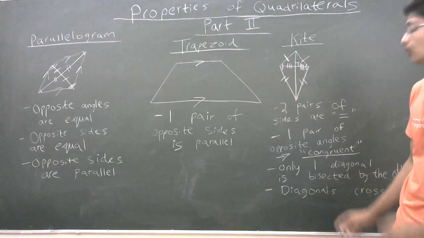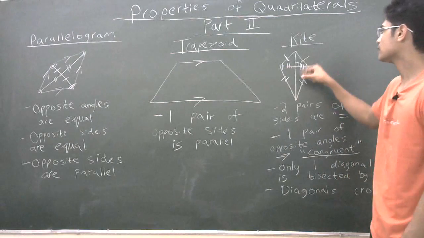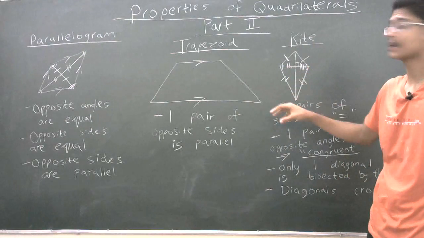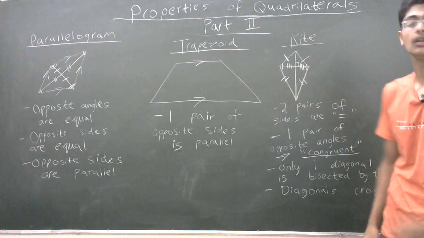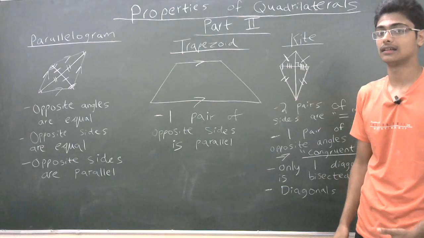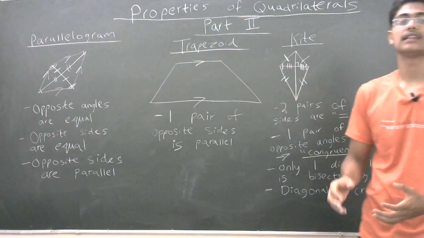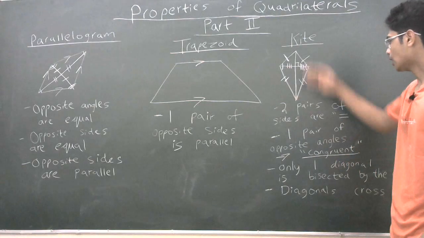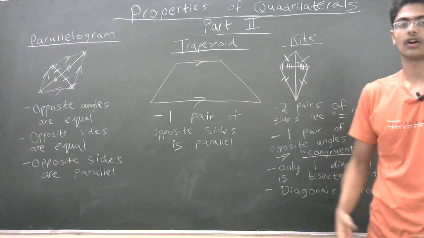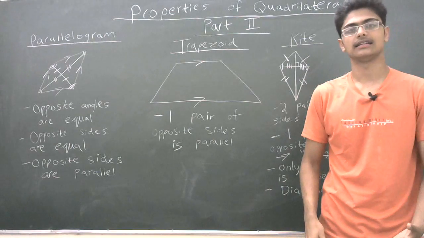And then you have only one diagonal that is bisected by the other. So here in this case, you would see that this longer diagonal is bisecting the smaller one. However, the smaller diagonal is not necessarily bisecting the longer one. And again, bisecting means dividing the other diagonal into two equal segments. And obviously, you see that the diagonals are crossing each other, and they will be crossing each other at 90 degrees.